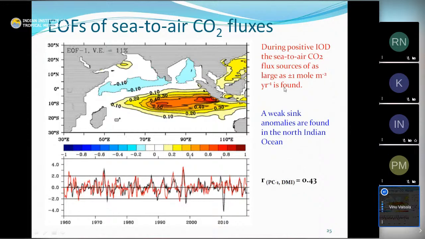So what does this mean? During positive IOD, sea-to-air CO2 flux sources as large as ±1 mole per meter square per year are found in the southeast tropical Indian Ocean. This is kind of expected, because we know that IOD is related with the upwelling and subsequent westward propagation of anomaly. An opposite polarity you can see somewhere in the north here.